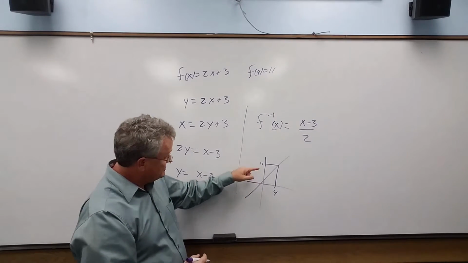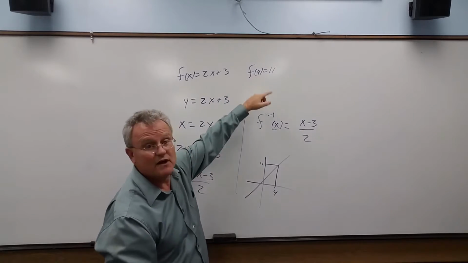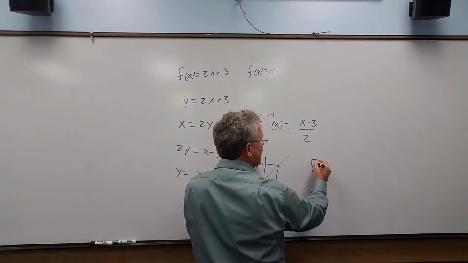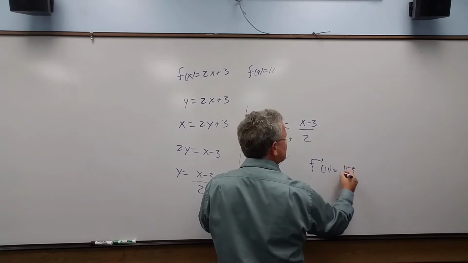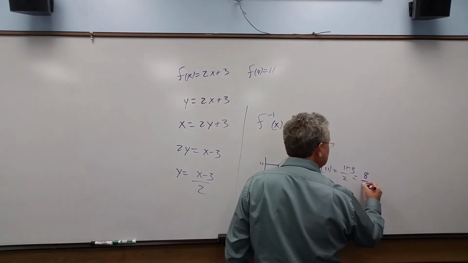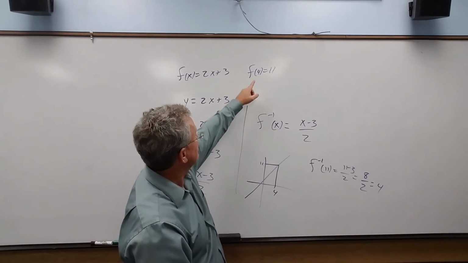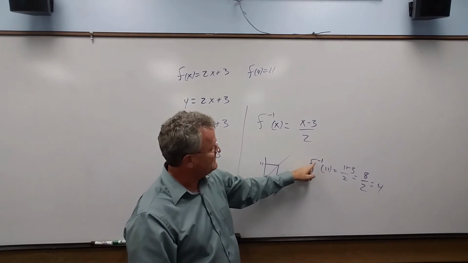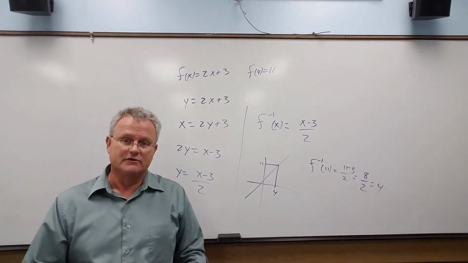The inverse function is the function that when I plug this in, it's going to take me back to the x value that I plugged in to begin with. So when I plug in 11 here, f inverse of 11, I get 11 minus 3 over 2. 11 minus 3 is 8, and 8 over 2 is 4, which is what we would expect. Because when I plugged in 4, I got 11. Therefore, when I plug 11 into the inverse, I better get 4. It's just the nature of inverse functions.